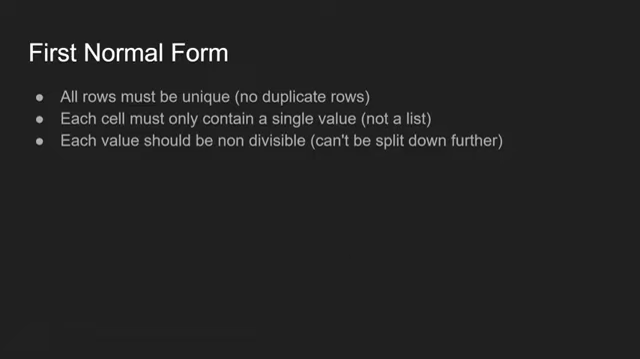And each cell must only contain a single value. So you can't have a cell in a table that has a list of values in that cell. That's a no-no. And finally, each value should be non-divisible, which means that if you've got something in a cell, you can't break that down into further sensible parts. So let's have a look at an example of each of those.